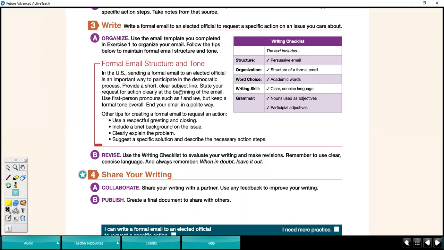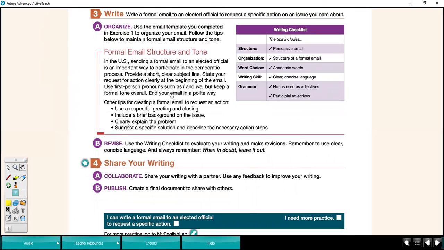There's the note about the subject line, and your request for action should be clear, okay? We want to use the first person, and that means pronouns such as I and we, but we still want to be formal. So avoiding language that is overly emotional. And then we're going to end our email in a polite way, and we'll look at some ways to do that. So here are some quick tips.